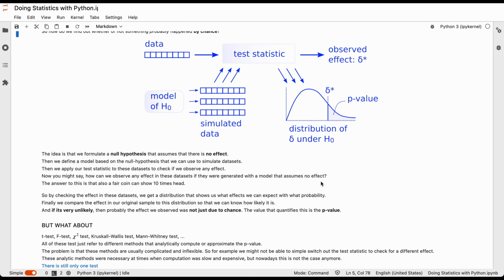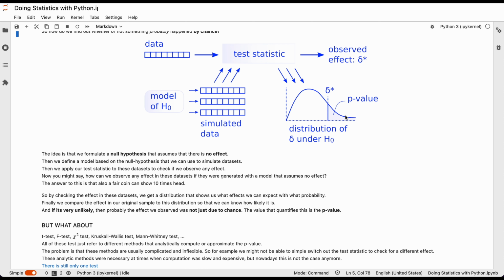And back when computation was slow, having these different analytic methods was very important. But nowadays we don't have to analytically compute the p-value based on our model, but we can just use the model to simulate data. And then we apply our test statistic to the simulated data, which gives us a distribution from which we can then calculate our p-value.